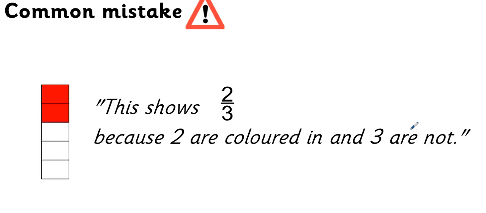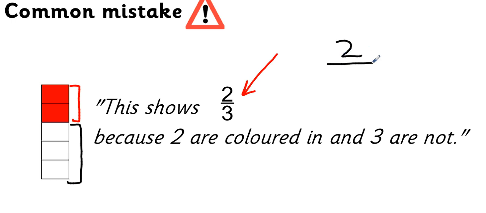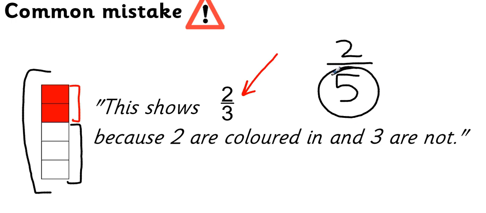This is the mistake I was talking about earlier. It's a common mistake, so do watch out. Some people will say it shows 2/3 because you've got 2 and 3. I can see why people would think it's 2/3, but that does not show 2 out of 3. It shows 2 out of 5, because there are 5 parts altogether. Only 2 out of 5 are red. So do watch out for this common mistake. You always need to think, how many parts are there altogether?